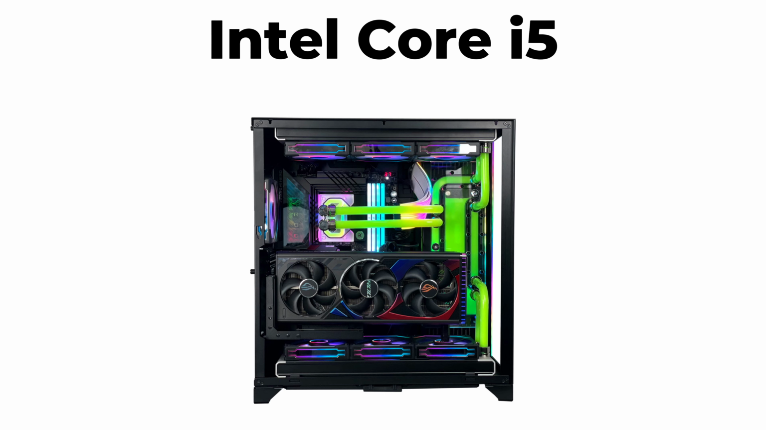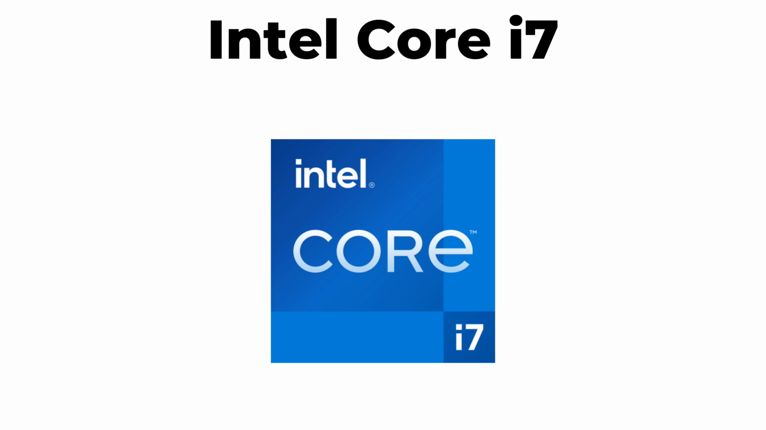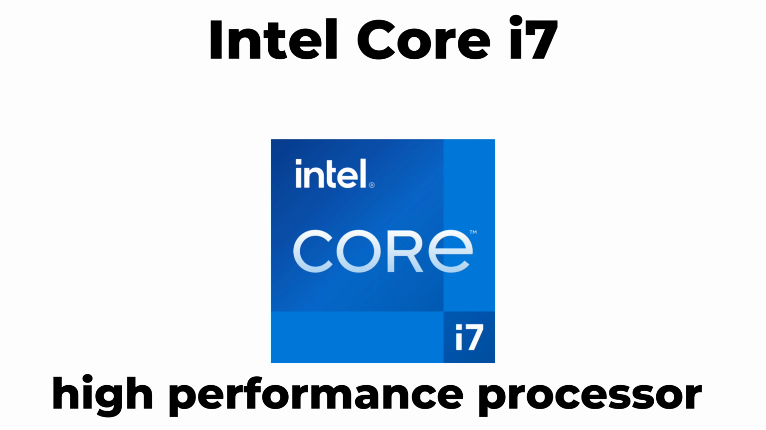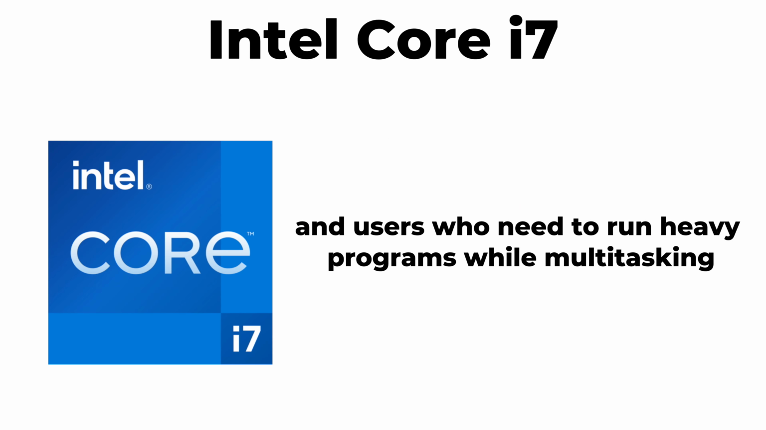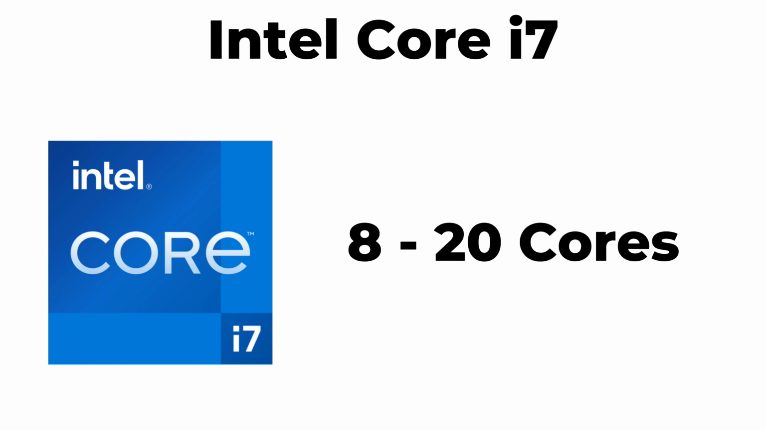Core i7. Intel Core i7 is a high-performance processor for content creators and users who need to run heavy programs while multitasking. It comes with 8 to 20 cores.